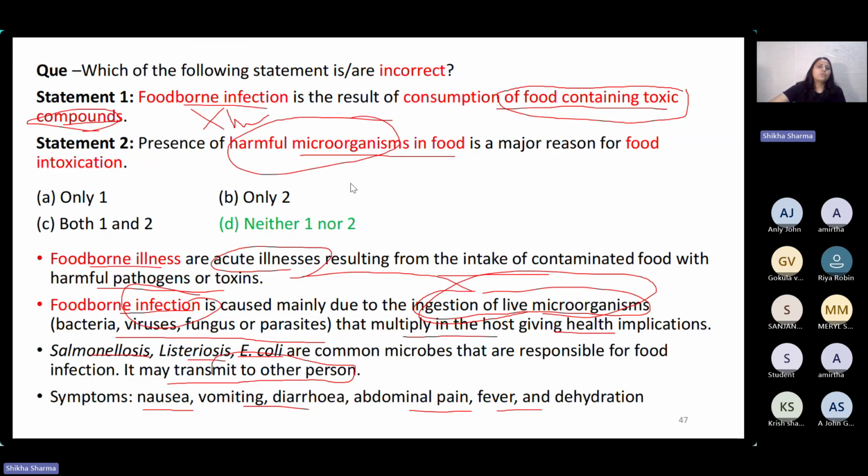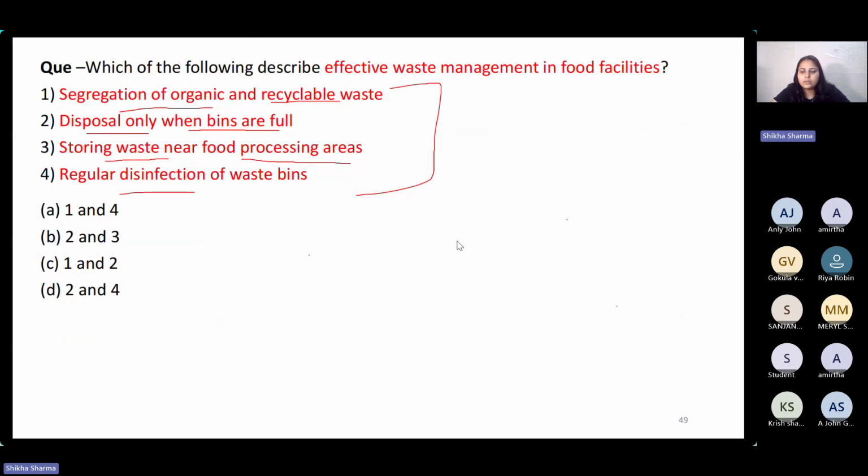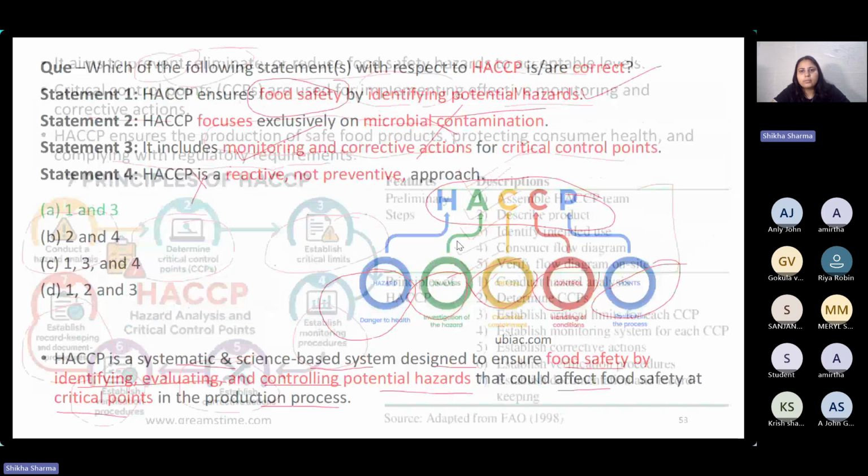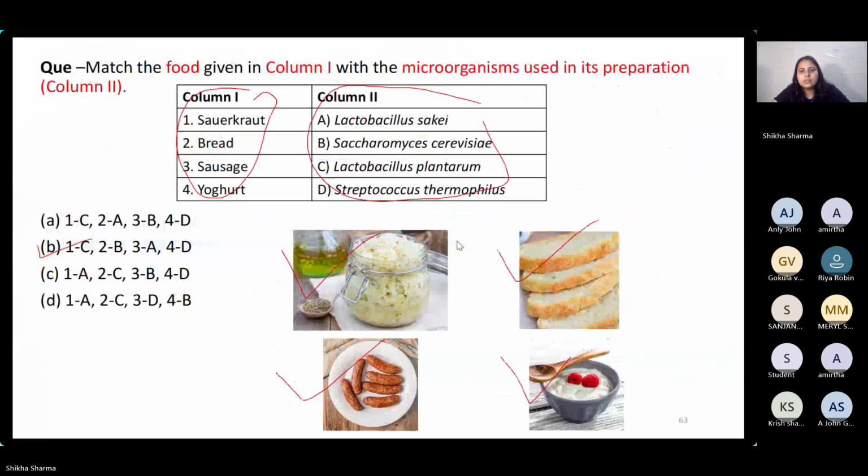So if we see, both statements are basically incorrect here. Which option is correct? Neither 1 nor 2. Both options are incorrect because food intoxication involves harmful toxic compounds in the food, whereas foodborne infection means the food contains not the toxic compound but the live microorganisms themselves. So please, when you are solving, keep this in your brain.